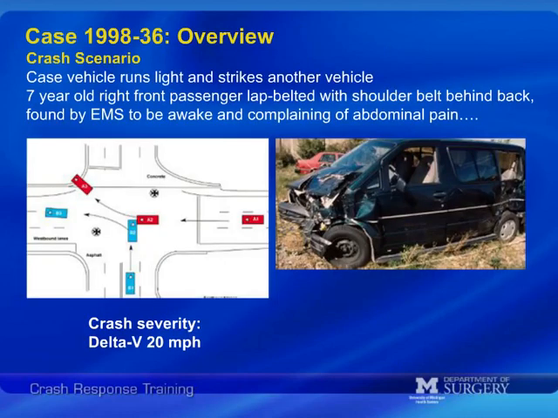Yet another case. In this case, the vehicle ran a stoplight and struck another vehicle. There was a 7-year-old right front passenger that was lap belted with the shoulder belt behind him, who was found by EMS to be awake and complaining of abdominal pain. You can see here in this diagram what happened. Our vehicle is in red. You can see that they run the stoplight and strike the front of another vehicle. When we measured the damage, we determined that the crash severity was 20 miles per hour.